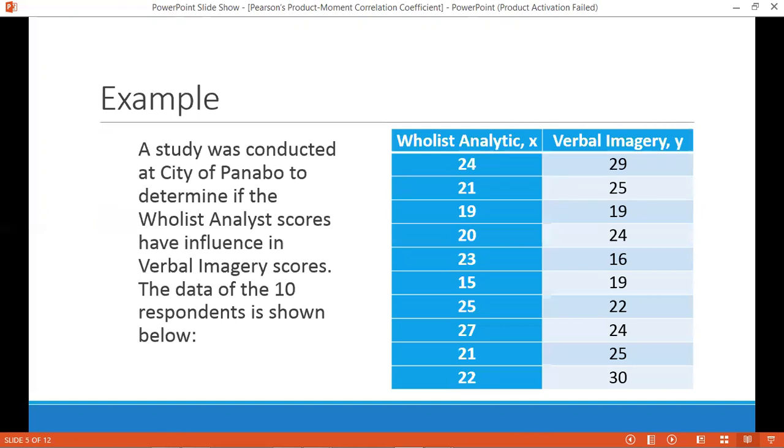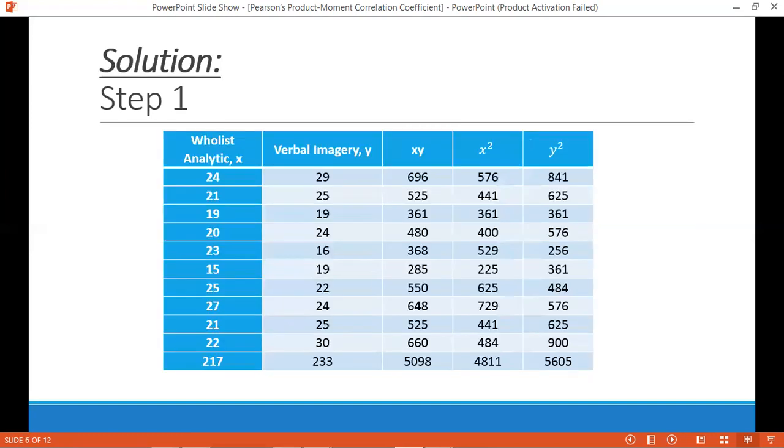Now, say we have this example. A study was conducted at City of Panabo to determine if the list analyst scores have influenced the verbal imagery scores. The data of the 10 respondents is shown below. So, eto siya, ang gagamitin natin. Who list analyst is the X variable, and then the verbal imagery is the Y variable. For the step 1, you are to add 3 columns for xy, for x squared, and for the y squared.